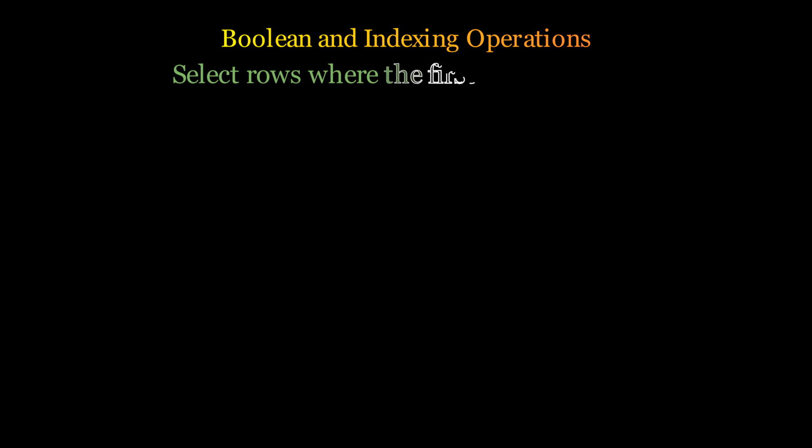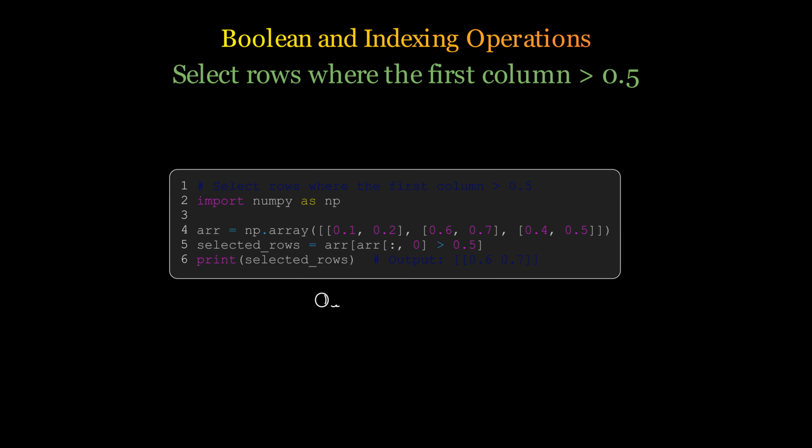For 2D arrays, we can select rows based on column conditions. Here, r[:, 0] > 0.5 checks the first column, and we use this mask to select entire rows. This technique is extremely useful for filtering tabular data where you want to select records based on specific column values.